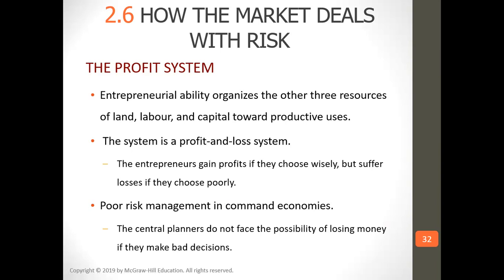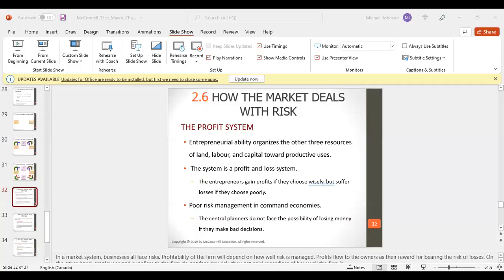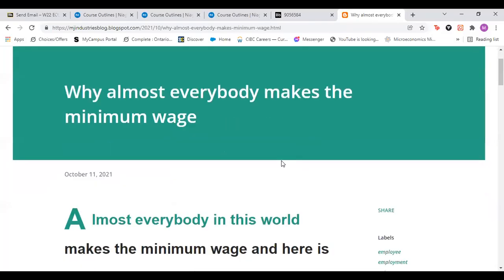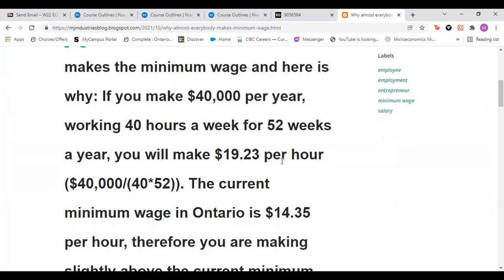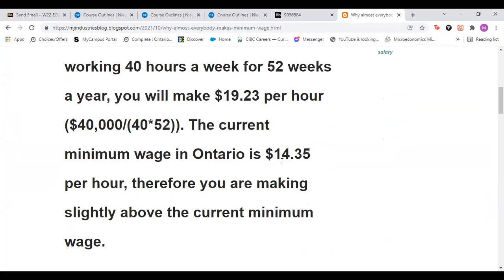But even so, I did a breakdown of this. I'm just going to bring it up. So there's not a lot of incentive to being an employee because, I'm going to show you the breakdown. Almost everybody makes the minimum wage. If you make $40,000 a year, working 40 hours a week for 52 weeks, you'll make $19.23 per hour. So you're making slightly above the minimum wage, because the minimum wage in Ontario is 15 now. So you're only making $4.23 above the minimum wage.